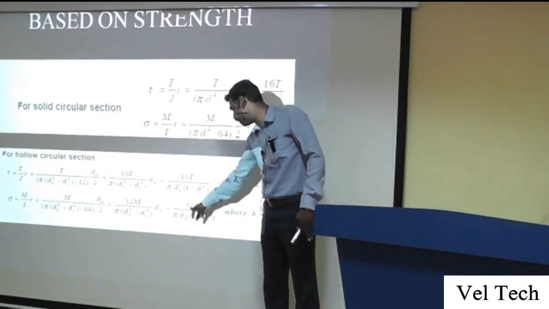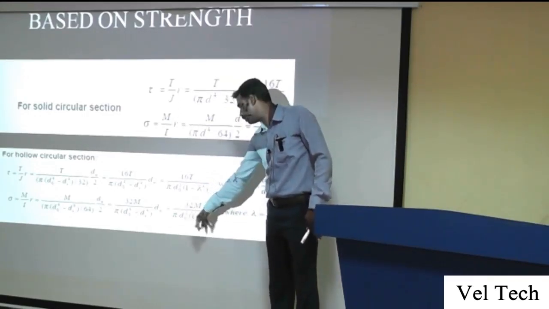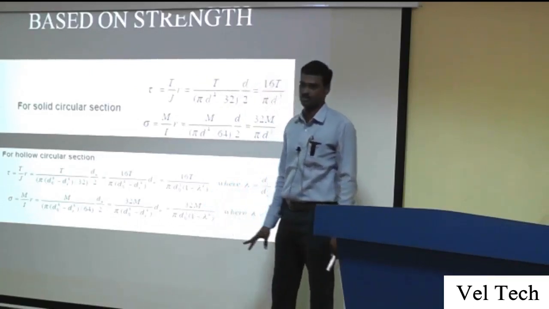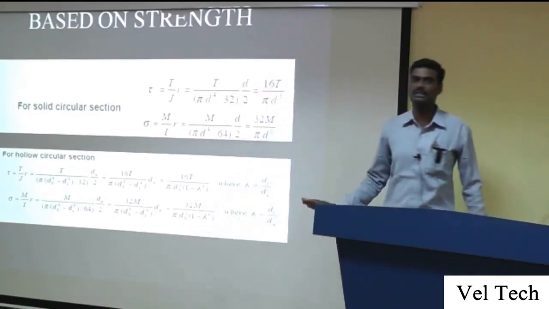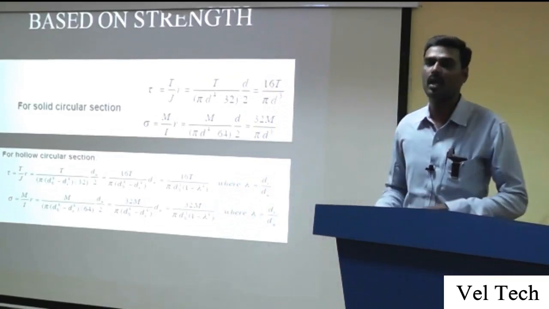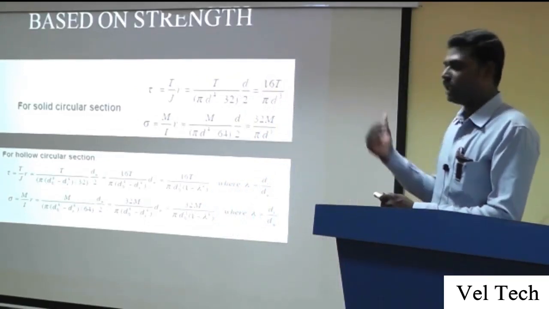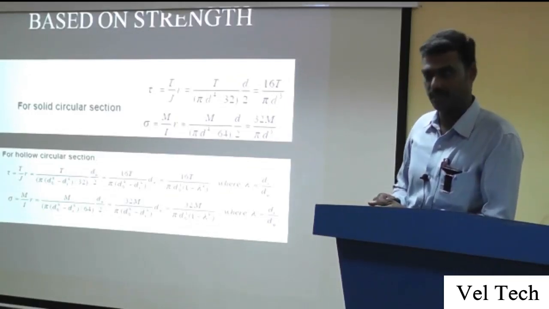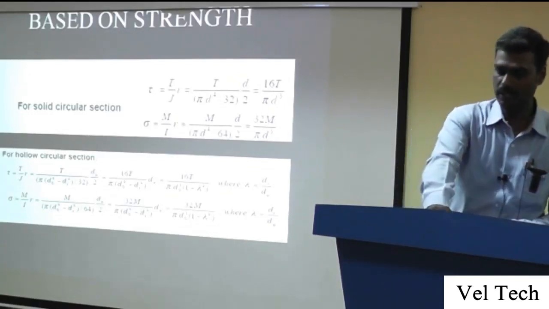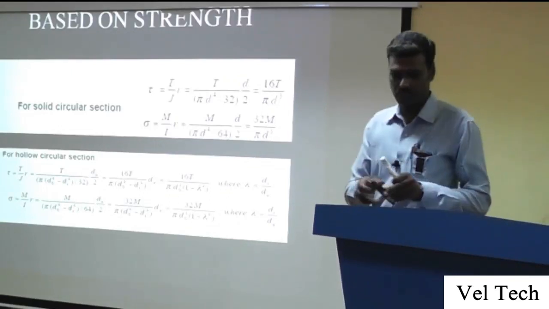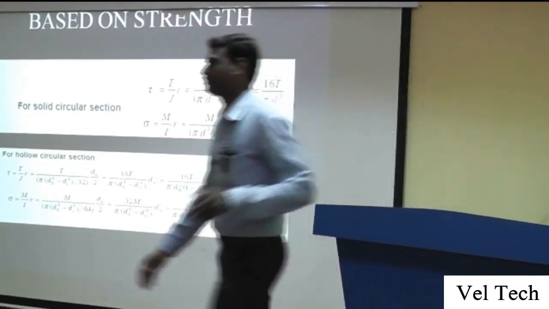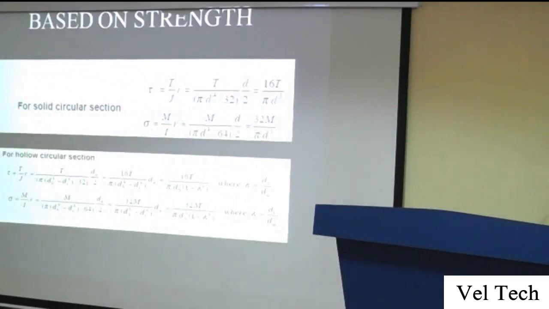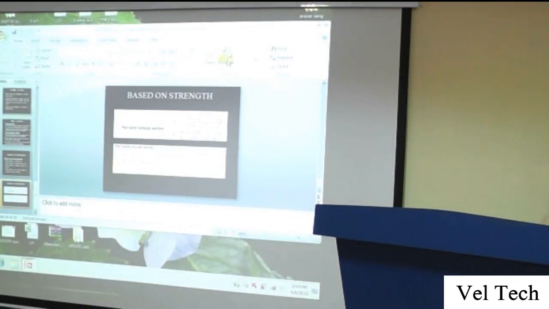So what is the area? Pi by 4 d square. The 4 goes up, the final equation will become 4F divided by pi d square. So in this equation, F is nothing but the applied load. So this equation can be used only for solid shaft, not for hollow shaft. If it is hollow shaft, what do we have to do? We have to introduce the outer diameter as well as the inner diameter. The equation becomes 4F divided by pi into d0 square minus di square.